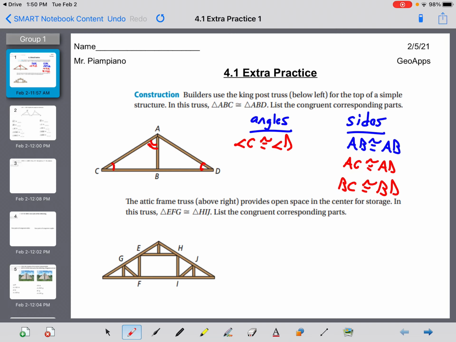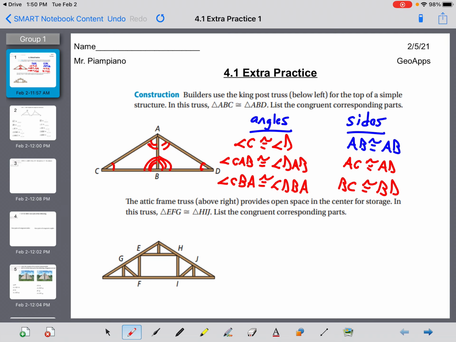We have angle CAB congruent to angle DAB. Then we have angle CBA congruent to angle DBA.